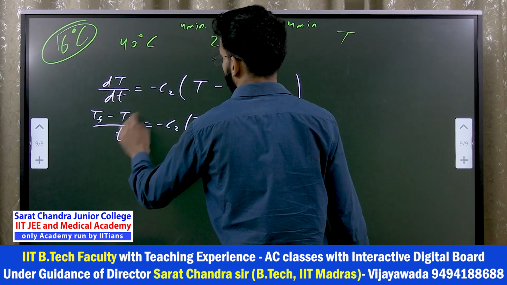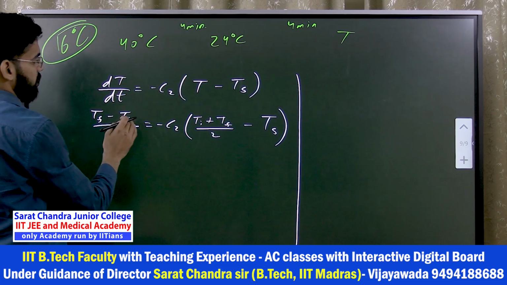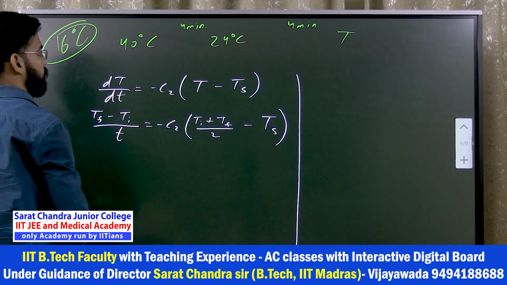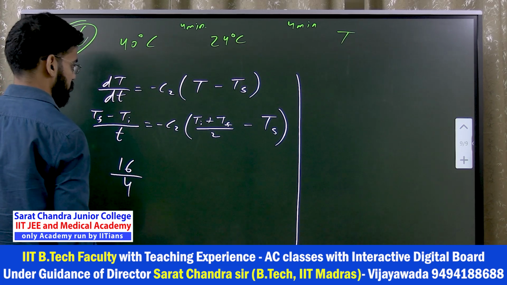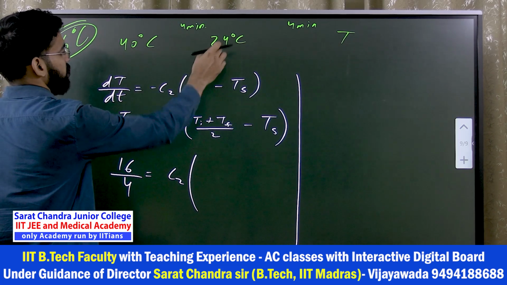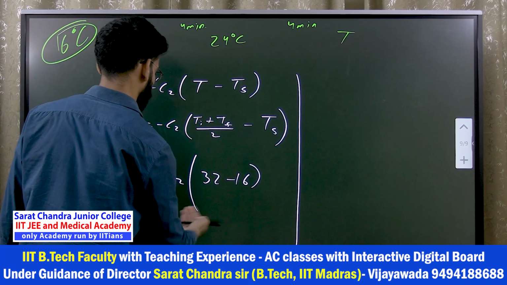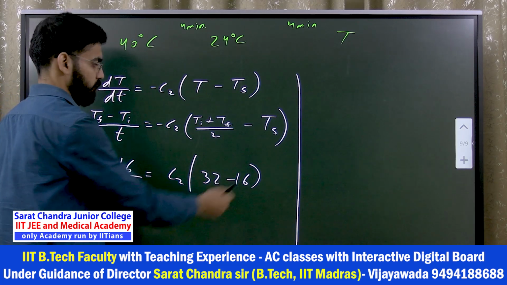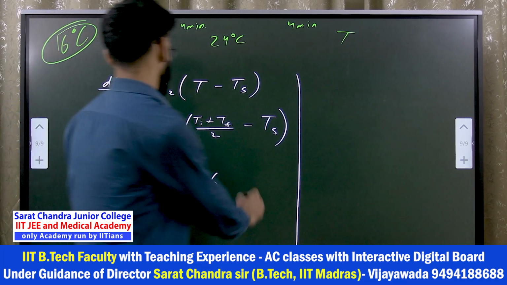Now let's see. Apply this equation: T final minus T initial. T final is 24, so 24 minus 40 is a negative number. That negative will get cancelled with this negative. So 24 minus 40, how much? 16, right? So minus 16 will come and get cancelled out. So 16 by 4 is equal to C2 into (T initial plus T final) by 2: (40 plus 24) by 2. This is 64, 64 by 2 is 32. 32 minus 16, right? Here this is 4. Don't cancel it out, just leave it like this. So 32 minus 16, 16 only. And this is the first equation.